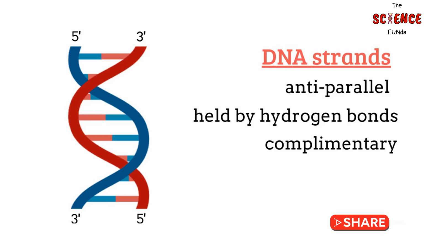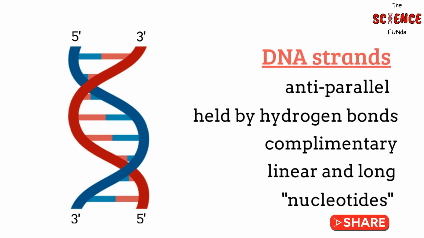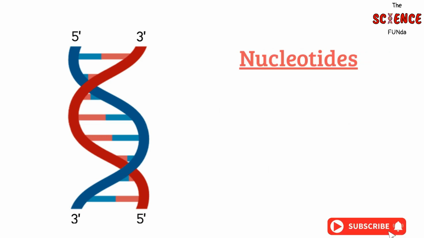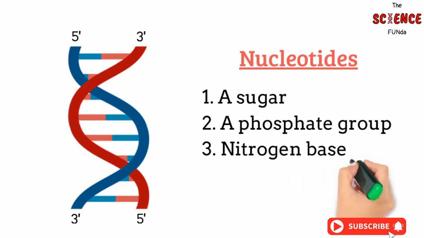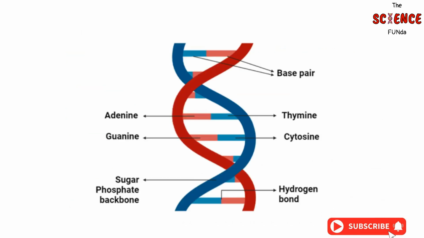Each DNA strand is linear and long, comprising smaller units known as nucleotides which in turn form a chain. Each nucleotide is made of three components, a sugar, a phosphate group and a nitrogen base. If you look at the structure of DNA, each strand has a backbone made of alternating sugar and phosphate groups. The nitrogenous bases are centrally placed holding together these two strands. Let us learn about each of these components in DNA.